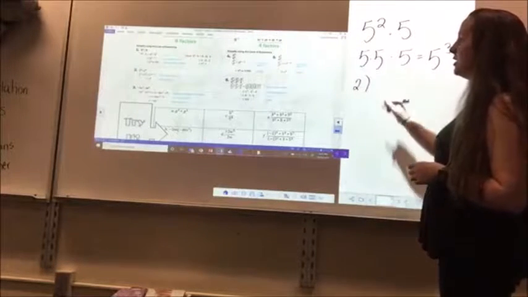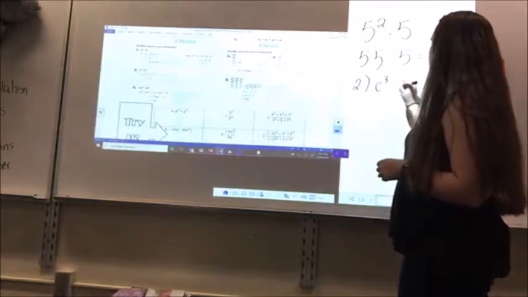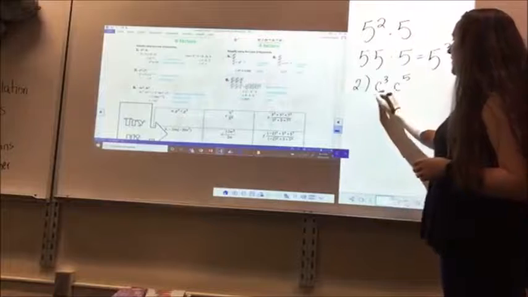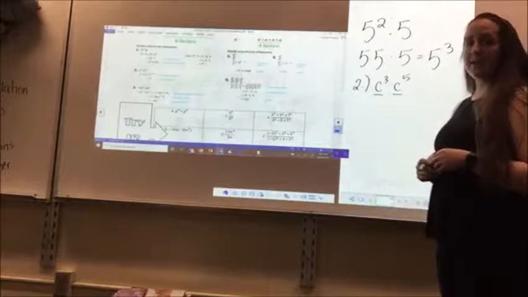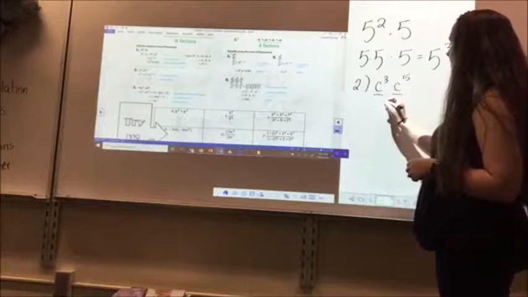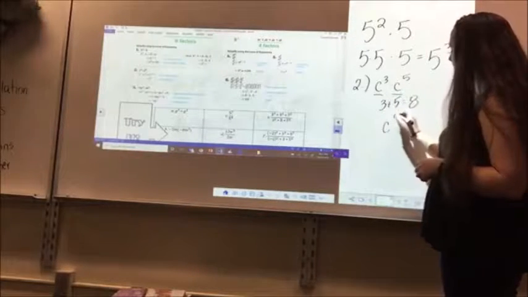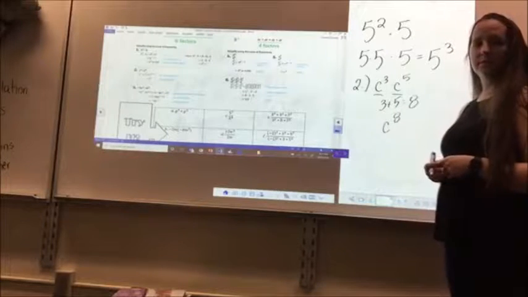Number 2 says c cubed times c to the 5th. They have the same base, c, so that means I can just add their exponents together. 3 plus 5 is 8, so I have c to the 8th power.